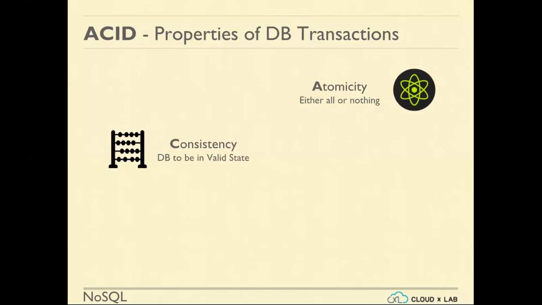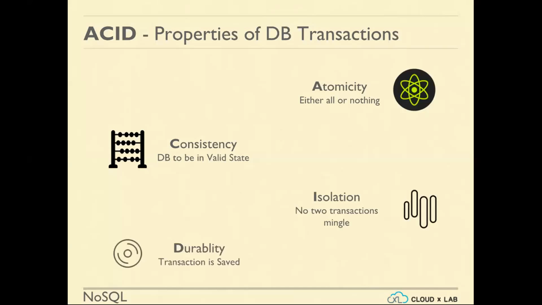Second is consistency. The database must be in a valid state after every transaction. Next is isolation. No two transactions mingle with each other. Fourth is durability. The transactions are saved. If it happens, it is saved.